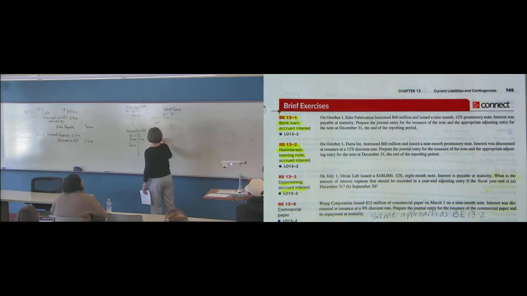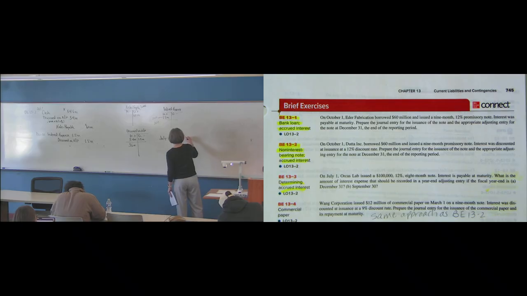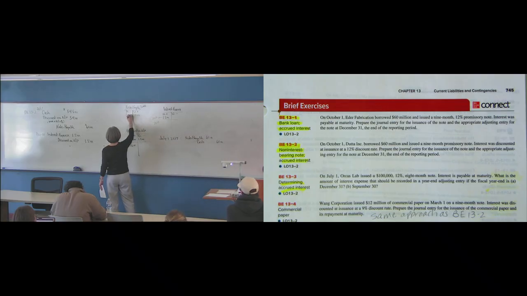So now we come to July 1, 2027. And this will be 2 separate entries. I mean, you can make it one, but I'll do 2. So what's the easiest entry? What am I paying back? I'm paying back the notes payable. So I debit notes payable, and I credit cash for 60 million. So there goes the note, paid off.